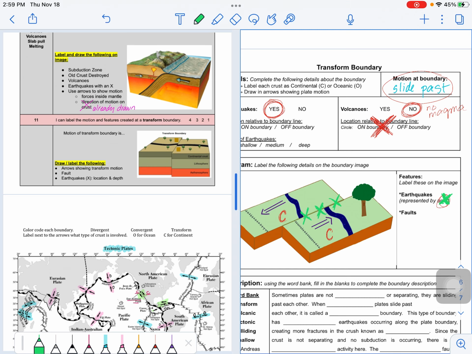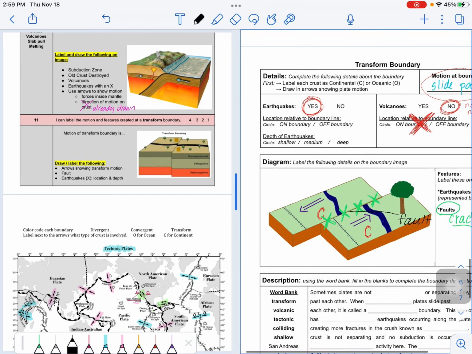And those plates are being slid past each other and essentially bumping up against each other, causing friction and additional cracking to the Earth's surface. That's what this fault is looking at. So a fault is a crack on the Earth's surface. We can label the boundary line as that fault or crack in the Earth's surface. So we do have earthquakes happening. They're occurring right on the boundary and right on the surface. So we're seeing them on and shallow in nature.